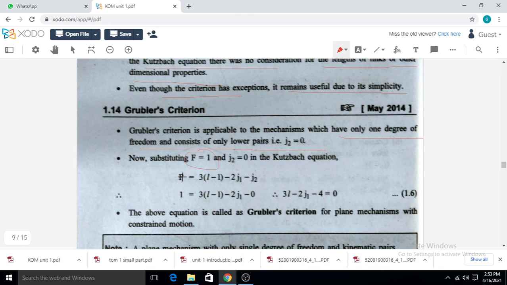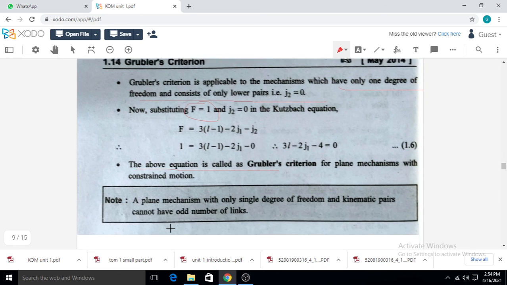So when we put F is equal to 1 and J2 is equal to 0, we have an equation that is 3L minus 2J1 minus 4 is equal to 0. The above equation is called the Grubler criterion, and it is used for a plane mechanism with constrained motion.